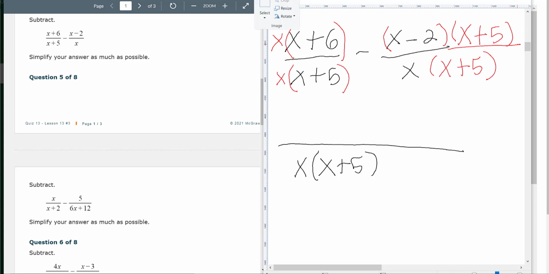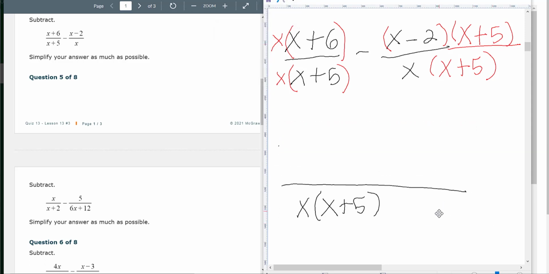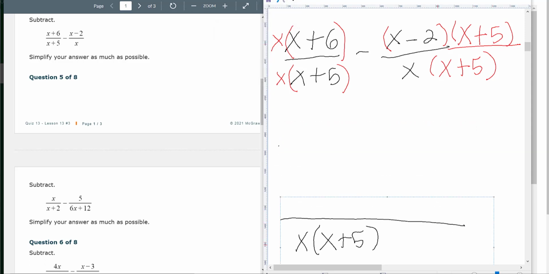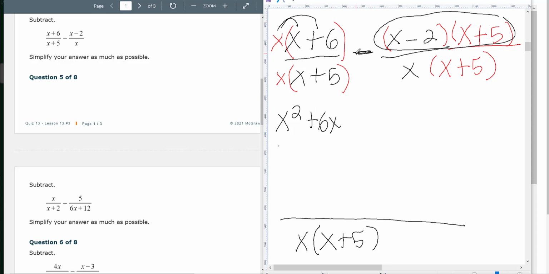Now, I'm going to need a little more space to do this, so let me just move this guy down here. I'm going to get x times x and x times 6. x squared plus 6x. Now I need to go over to the side and FOIL this numerator out because I have to remember to subtract every one of them, and if I don't do that I will miss a sign.